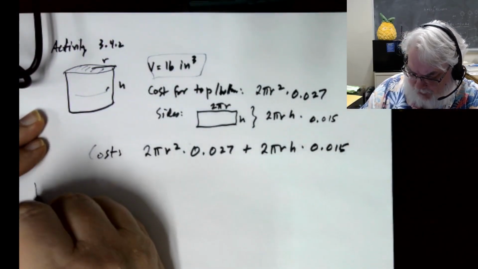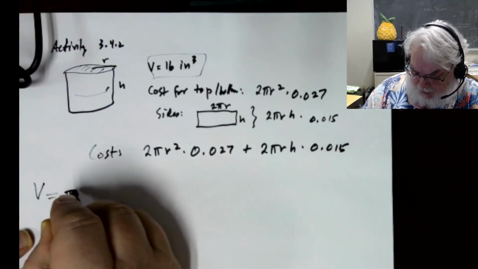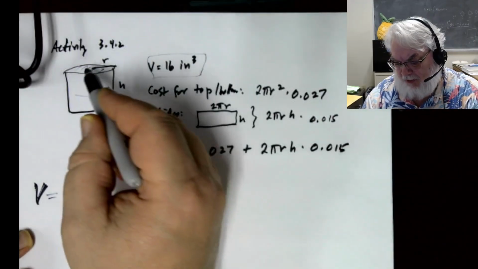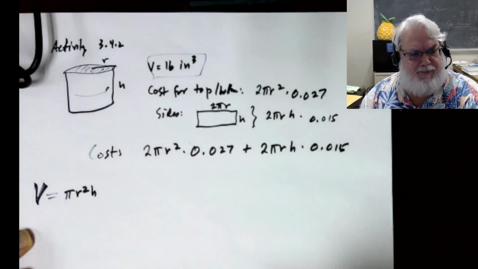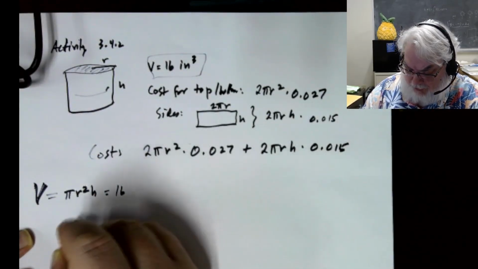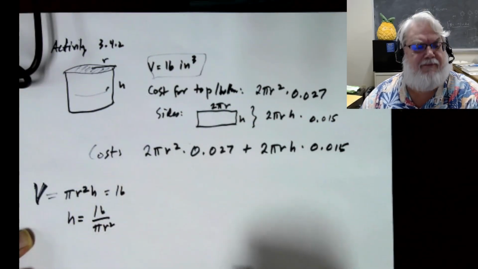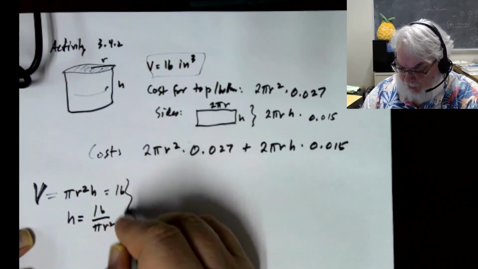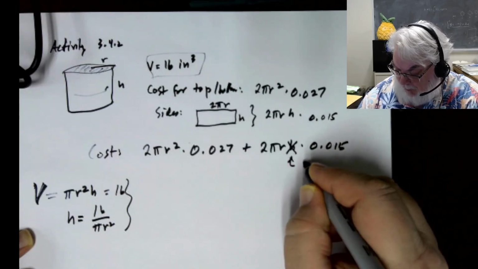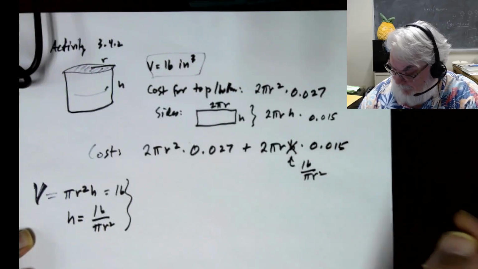The volume, I'll write it over here. Oops, I'm kind of hiding it. Volume is pi r squared h. That's the area of a face times the height. And so if that's equal to 16, then you can write h as 16 divided by pi r squared. With this, we can remove the h here and instead put in 16 divided by pi r squared.